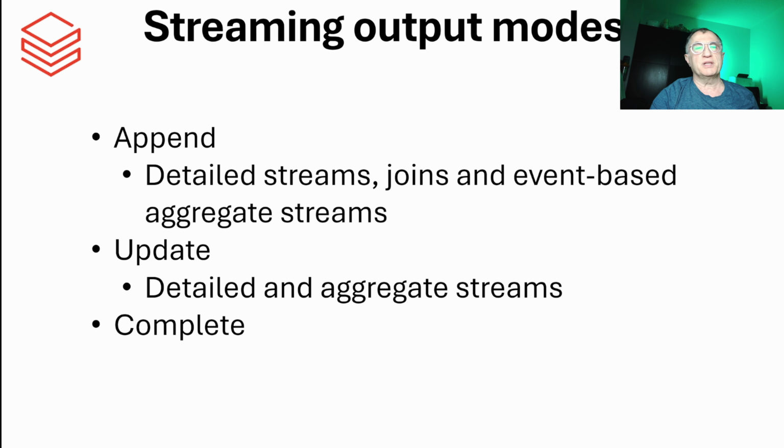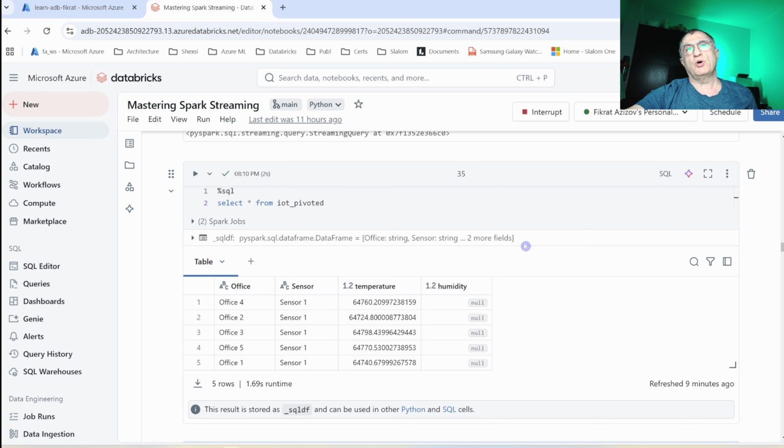Finally, with complete mode, the internal memory is being updated every time. So obviously that mode is not appropriate for detailed streams where your number of rows is constantly growing. This is great for aggregation type transformations where your output data size is much smaller than your input. The append mode is the default mode. So that's why I haven't specified it in the previous streaming pipelines.